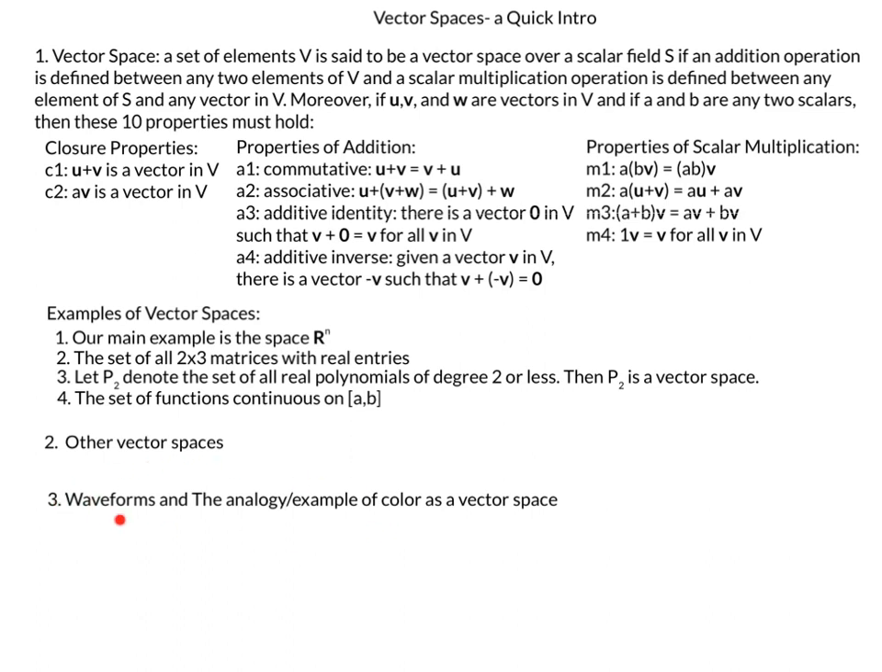And then later we'll talk about waveforms and how they make a vector space, and then we'll go on to an analogy, which is actually more than an analogy. It's an example of colors as a vector space, and this is where I get a lot of my intuition, or not intuition, but a good feel for what's going on.